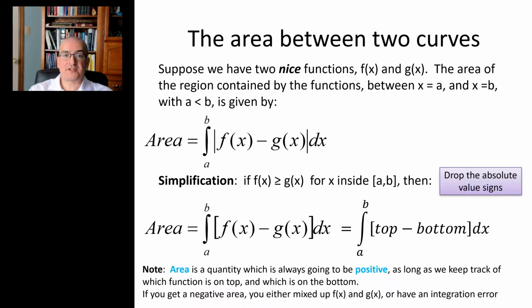Now I did mention that it's not always the area. We have to be careful about how it's constructed, how it's interpreted. The expression that will always give us the area is the following: the integral from a to b of the absolute value of f of x minus g of x will always give us the area bounded by f of x and g of x from x equals a to x equals b.